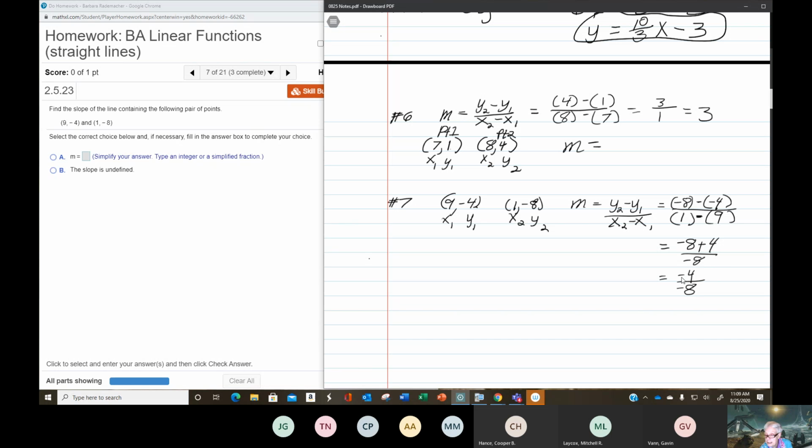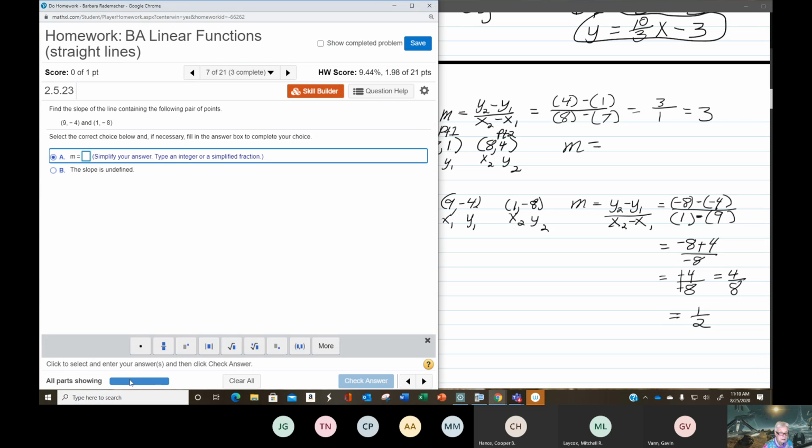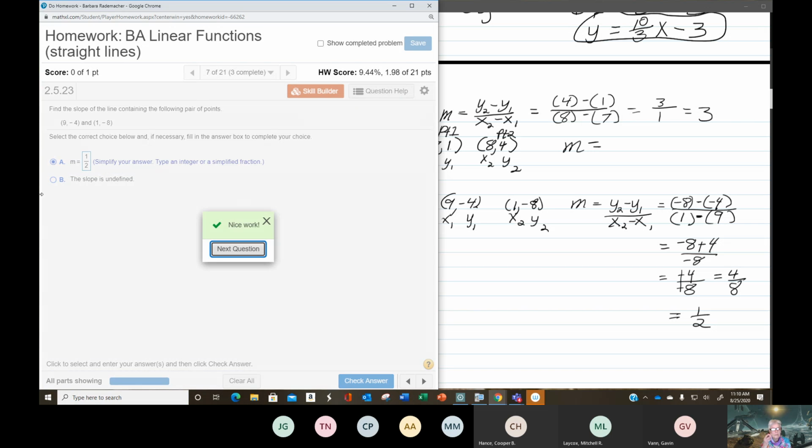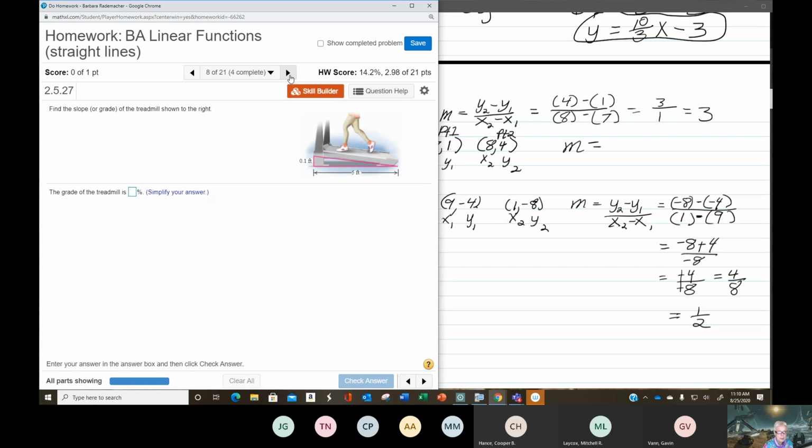But something that helps is, since we've got a negative sign on top and a negative sign on the bottom, why not let them cancel? Then you'll have 4 over 8. You know that 4 goes into 8 2 times. So your slope is going to be 1/2. 1 divided by 2. There. Now I've got to speed up a little bit. Aha! I'll speed up if I'm on a treadmill.